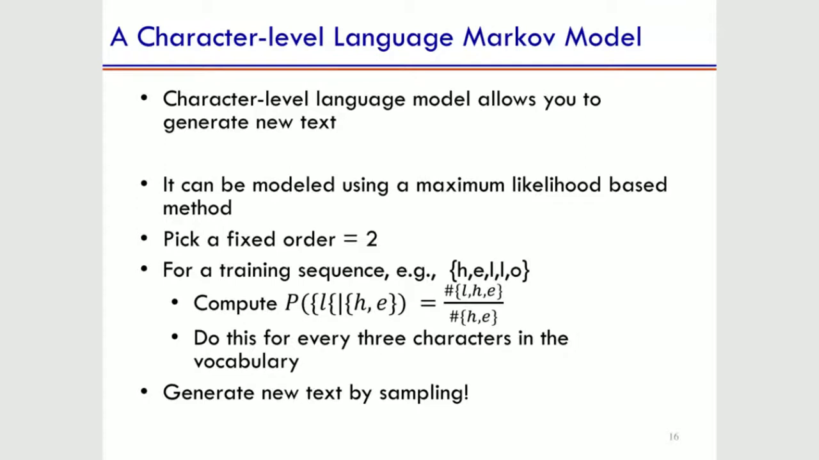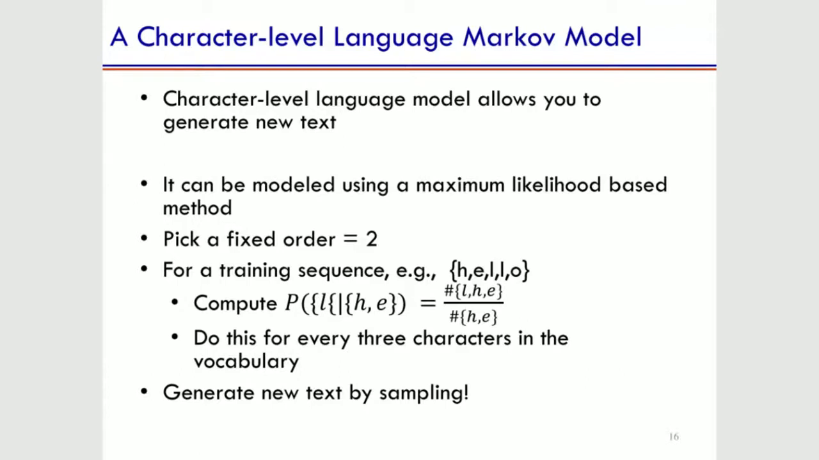Given all those parameters, you can generate language into the future. If you know the previous two characters, you can sample the next character. Then again, given the latest two characters, sample the next character. That's it, a Markov model based language model. Any questions about this part? I just told you the use of a language model: typically predictive text, as well as other things.